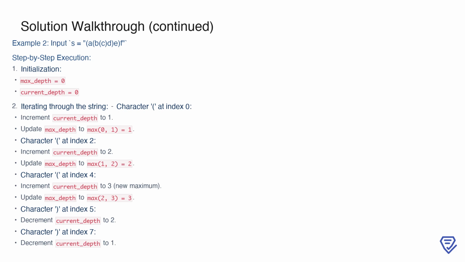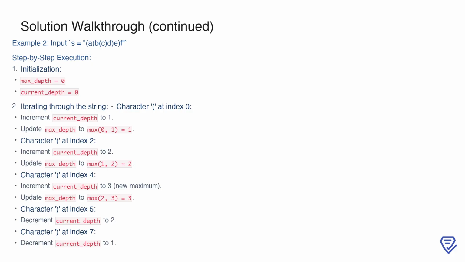Again, we initialize max_depth to 0 and current_depth to 0. As we start iterating through the string, the first character, at index 0 increases current_depth to 1, and we update max_depth to the maximum of 0 and 1, which is 1. At index 2, another is encountered, increasing current_depth to 2. We then update max_depth to the maximum of 1 and 2, resulting in 2.